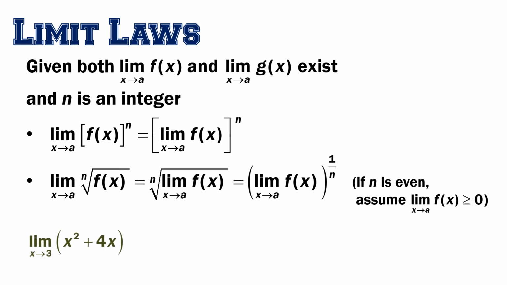Well, it should look familiar as it's the same problem we did before. The limit of the quantity x squared plus 4x as x approaches 3. But this time I'm going to do something different. I'm going to break it up as an addition problem.